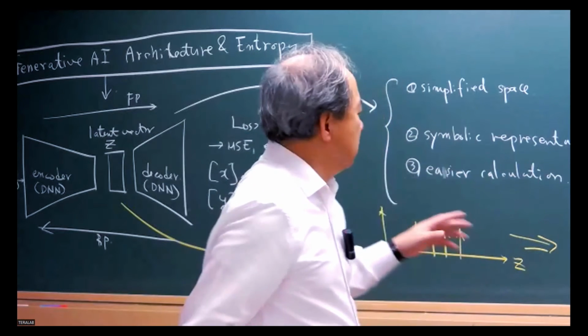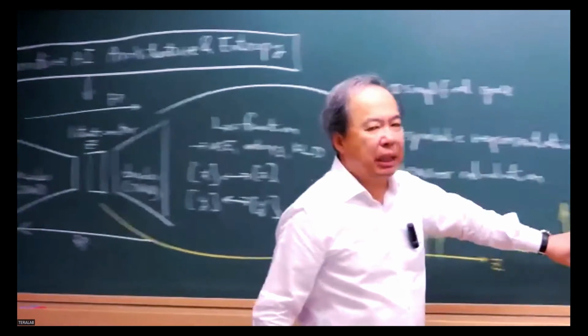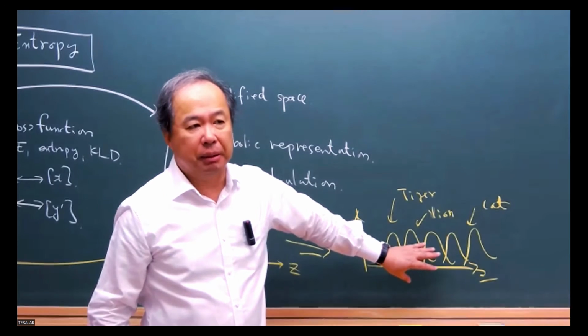So this G vector is actually a Gaussian distribution. Later on, we will come back to that again.